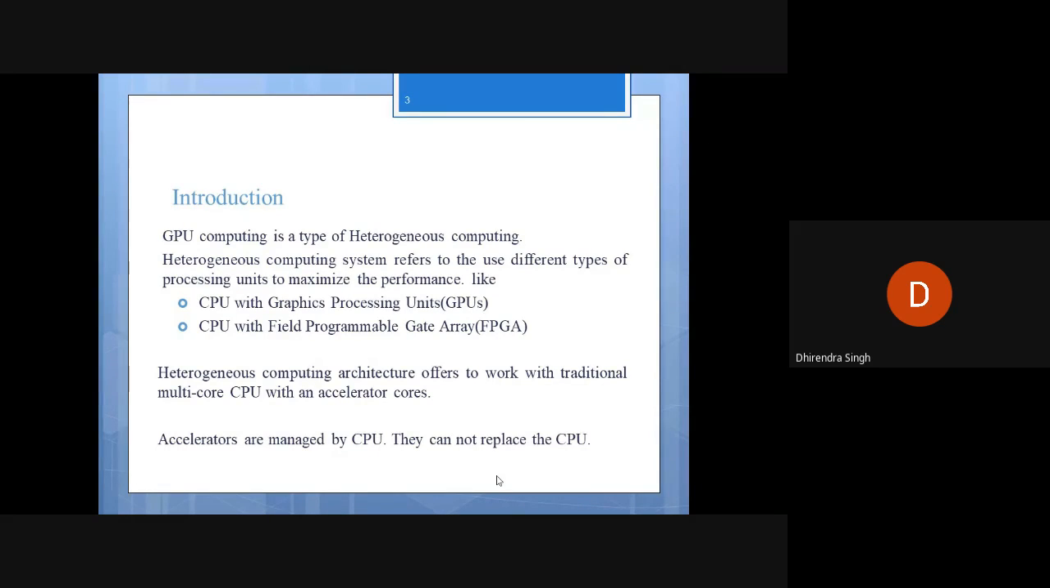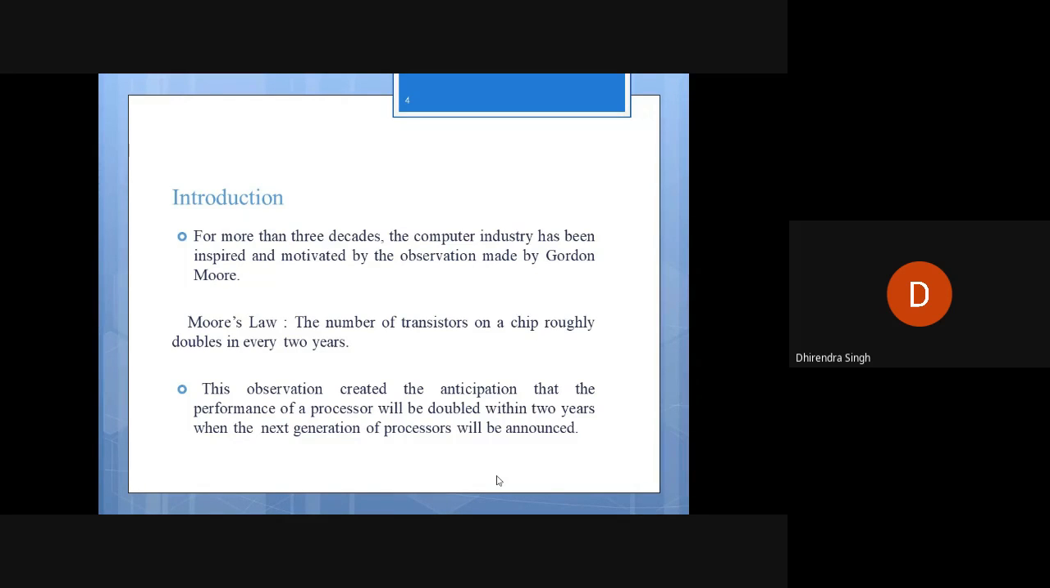This GPU is not going to work on its own. It always requires a CPU. The CPU is going to manage everything, the complete control flow of our program. Only the compute intensive part, where we require some repetitive operation, will be offloaded to the GPU side. All the control flow operation and resource management will be done by our CPU. So the GPU is not going to work independently; it always works with the CPU.